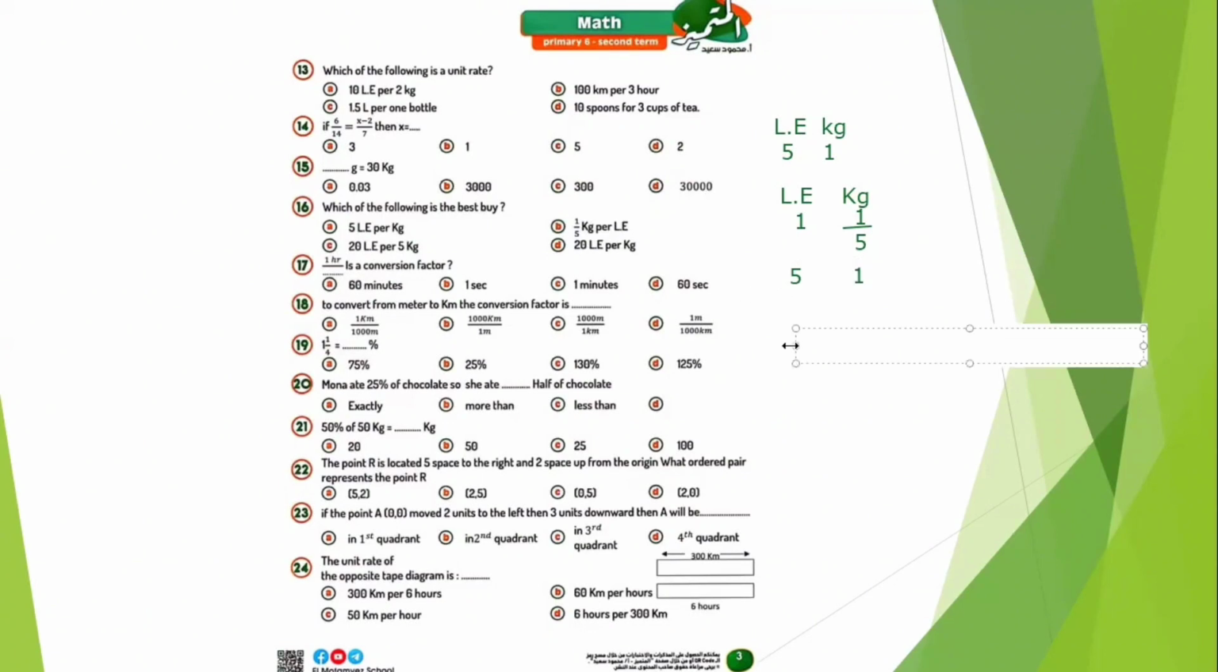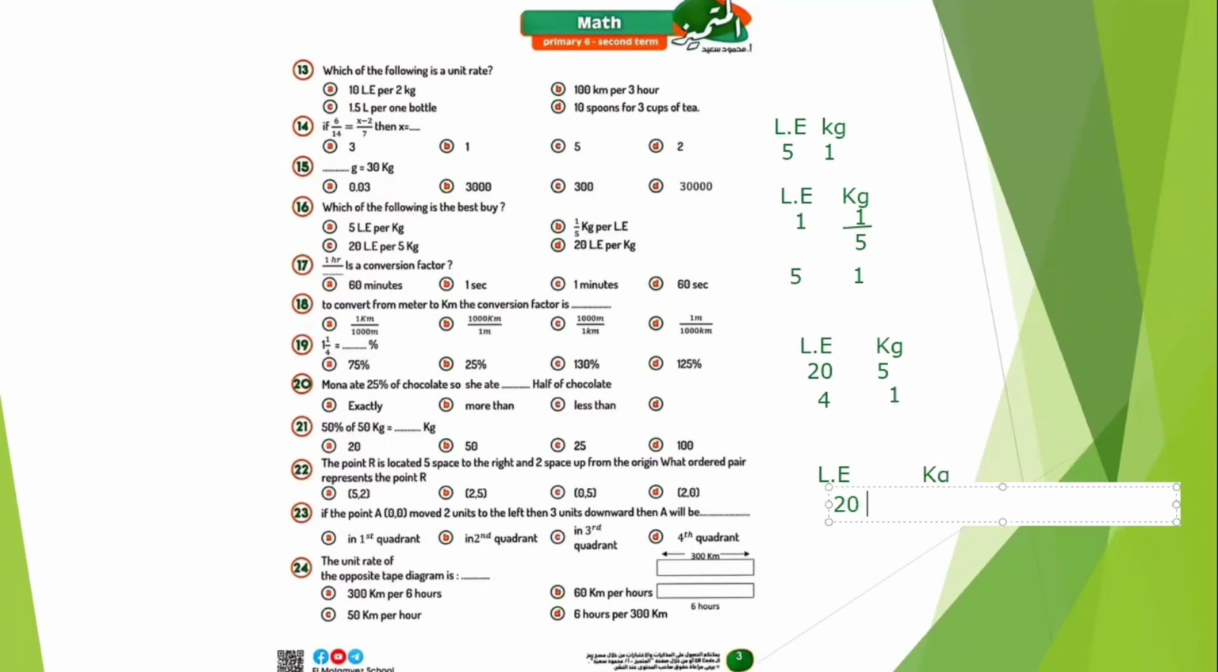C, the same thing. I will compare between the Egyptian pounds and the kilograms. The Egyptian pound price is 20 for 5 kilograms. I can simplify. I want to get the value of 1 kilogram, divided by 5. So I will divide by 5 here and divide by 5 here. 20 divided by 5 equals 4. These are Egyptian pounds for the kilogram. The price is 4 for each 1 kilogram. The best price is the third choice. The price of 1 kilogram is 4 Egyptian pounds.